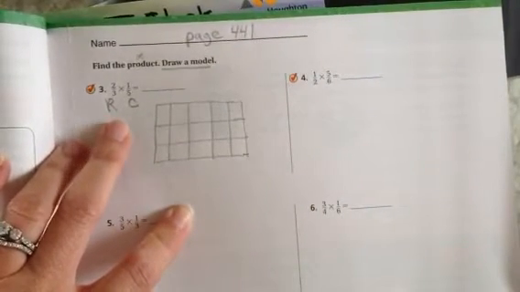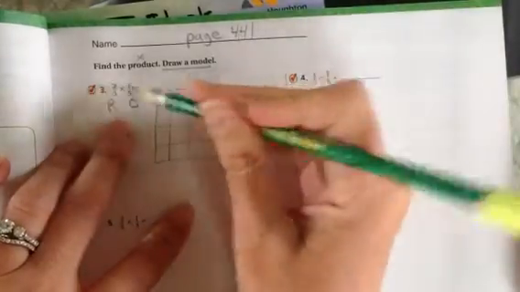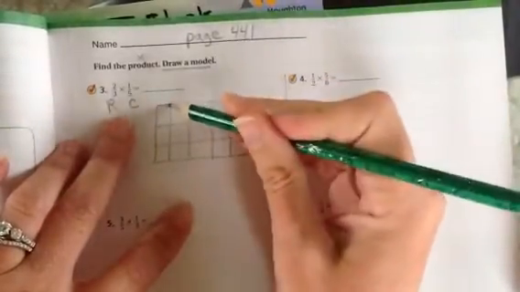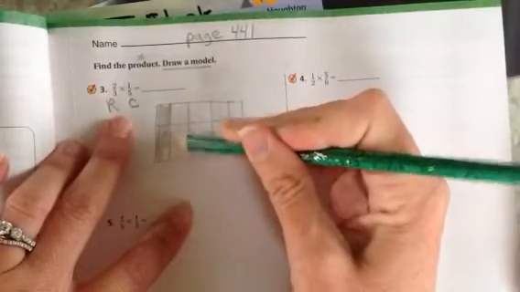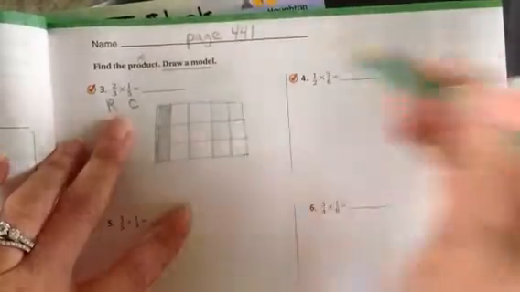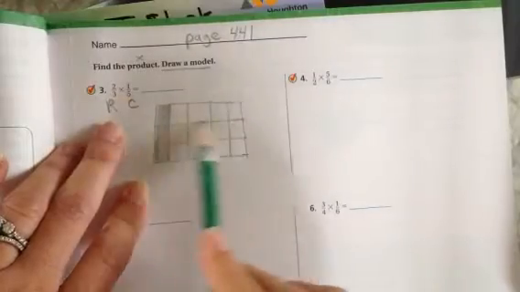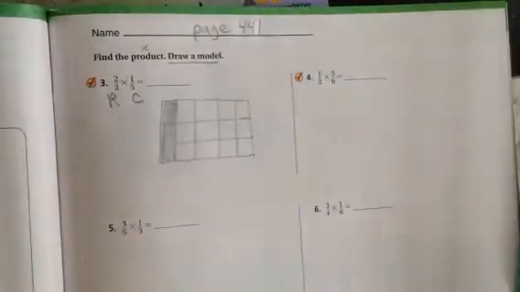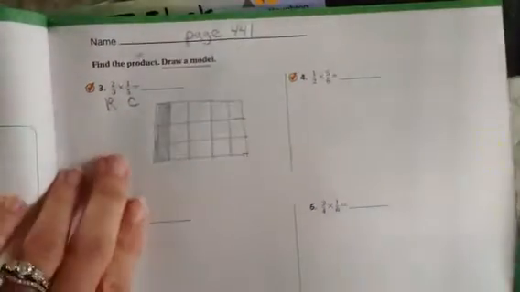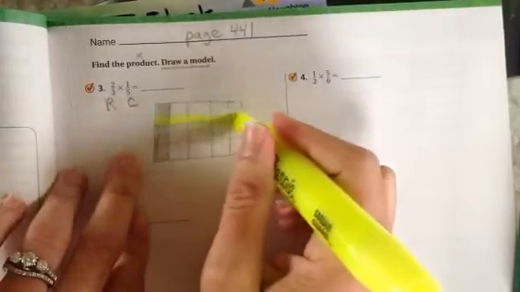Okay, so out of my columns, I want to shade 1/5 of my columns. Remember, columns are up and down. So I'm going to shade 1/5 of my columns. And then for my rows, I want to shade 2/3 of my rows. So you can either shade darker. I don't have a colored pencil at home, but I do have a highlighter. So I'm going to use a highlighter to shade across. And I need 2 out of my 3 rows.